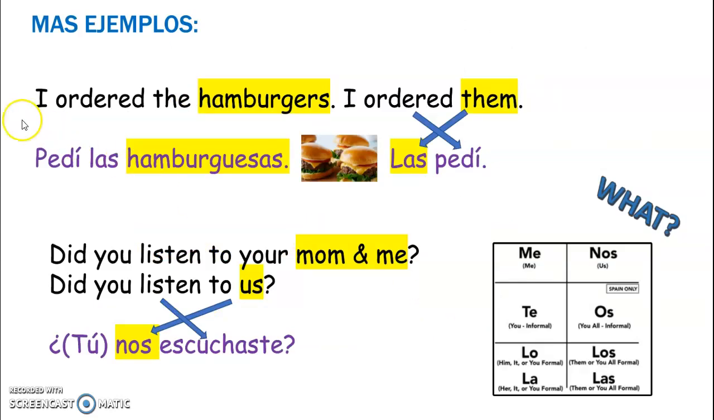Más ejemplos. I ordered the hamburgers. We say I ordered them. Pedí las hamburguesas, and them, las hamburguesas, would be plural and feminine. So las pedí. Next example. Did you listen to your mom and me? Did you listen to us? You would replace us with nos. It's up here. Nos escuchaste. So I'm asking you, us, you listen to.